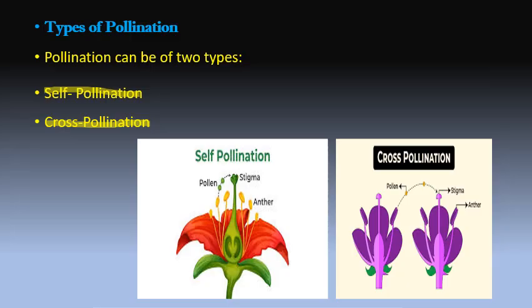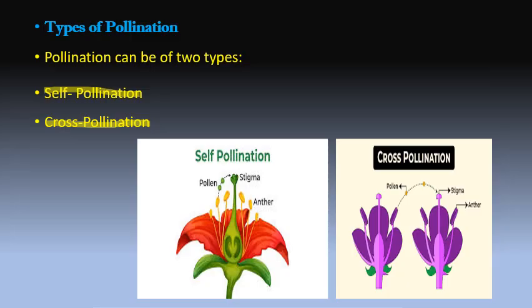Now the question will come to your mind: what do you mean by self-pollination? Here, the pollens I told you about, right? The transfer of pollen occurs from the same flower or another flower of the same plant, and it will fertilize the ovule later. So this type of pollination is called self-pollination.